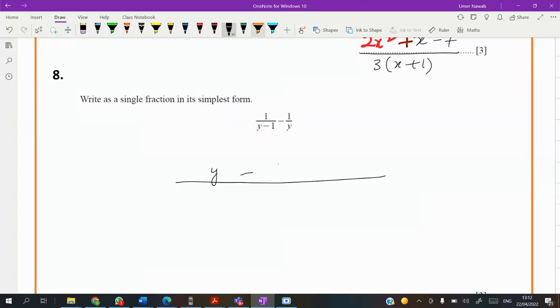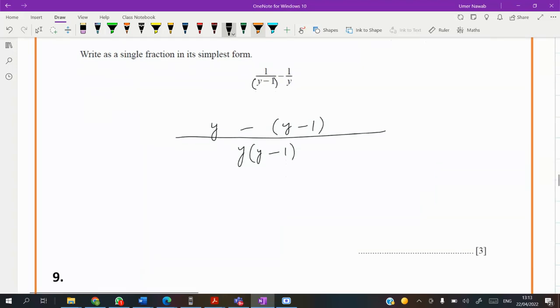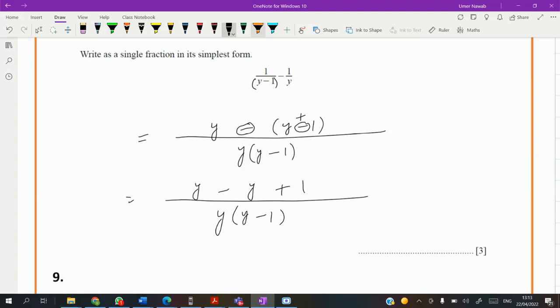Y minus, please always write the brackets. Since we have a minus sign, this minus changes to plus. So y minus y plus 1 over y minus 1. Like terms with opposite signs. Same numbers with opposite sign cancel. So 1 over y minus 1.